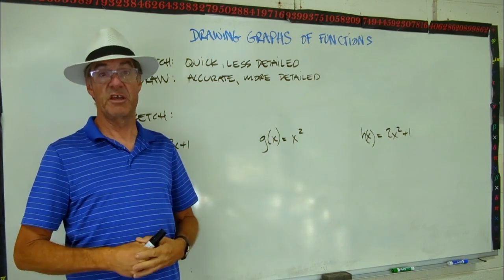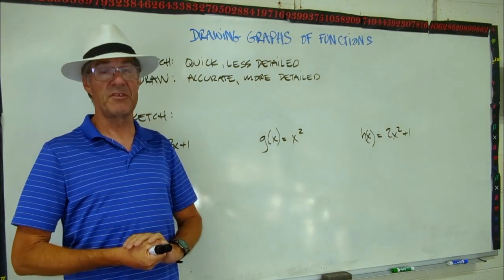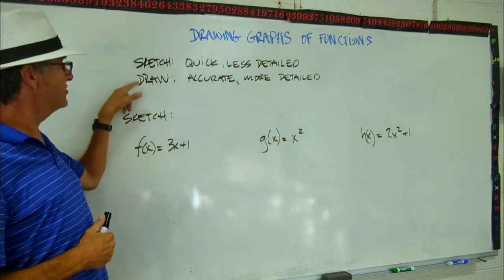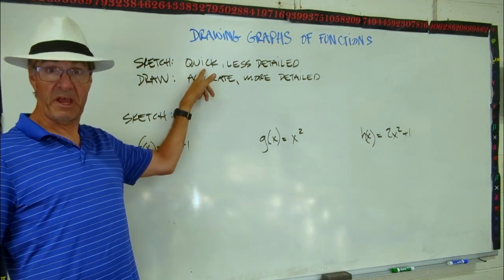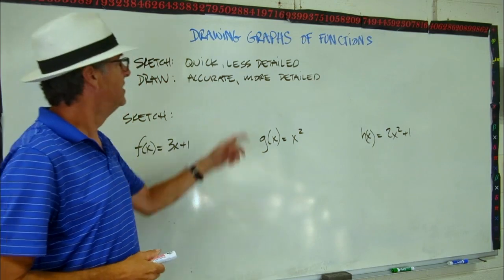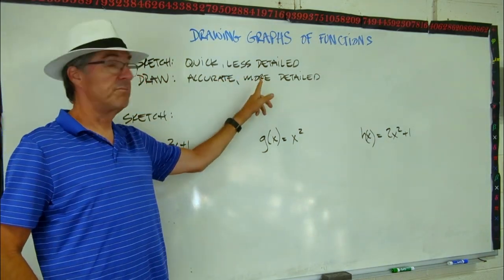And I have a handout that I'll give you shortly in class that spells out all of the command words. And we'll talk about the most important ones in that list. So first off, we have sketch and draw. Sketch is quick, just like it sounds. Like if you're doing art, a quick sketch is just a sketch. Less detailed. Draw is accurate and it's more detailed.